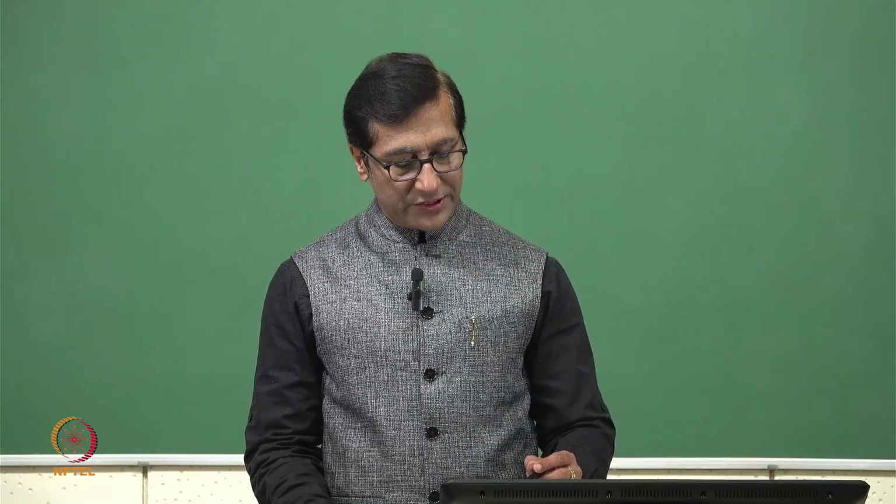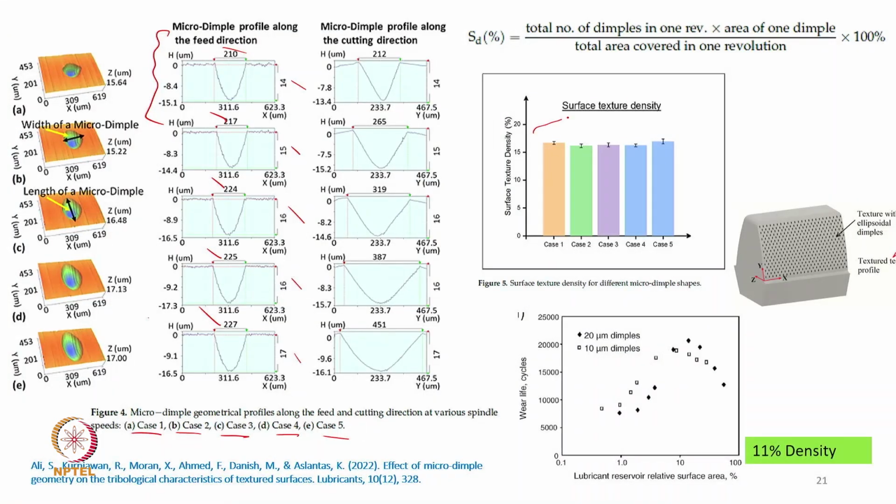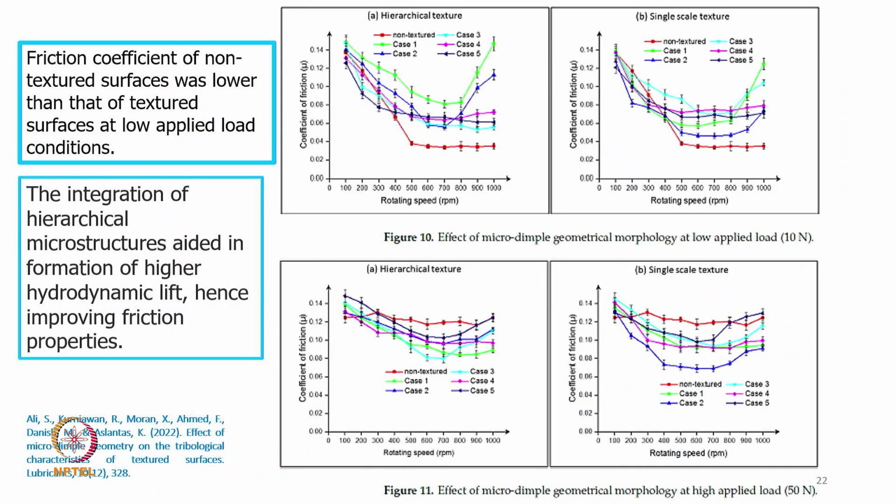And there is another thing which I mentioned: they go ahead with the density of the surface structure, and they have capped it in this case at 15 to 20%. Another literature says 11% density is optimal. We should not go beyond that, because after that we get a worse performance. I am showing the results of this paper only.